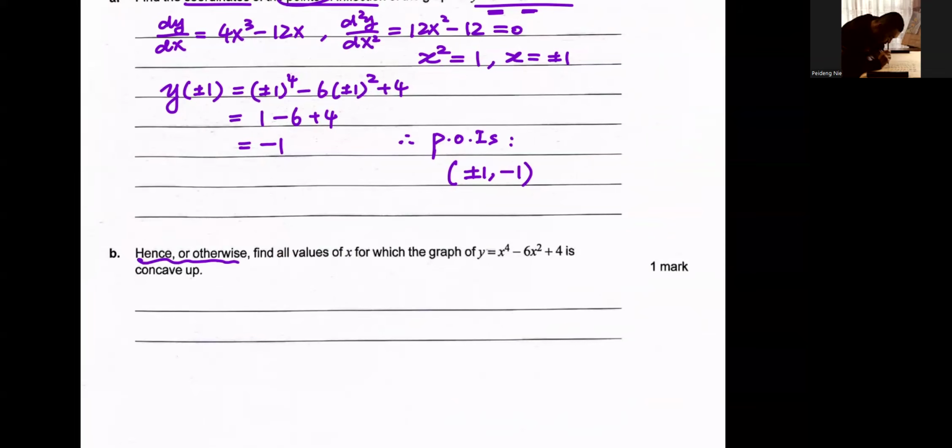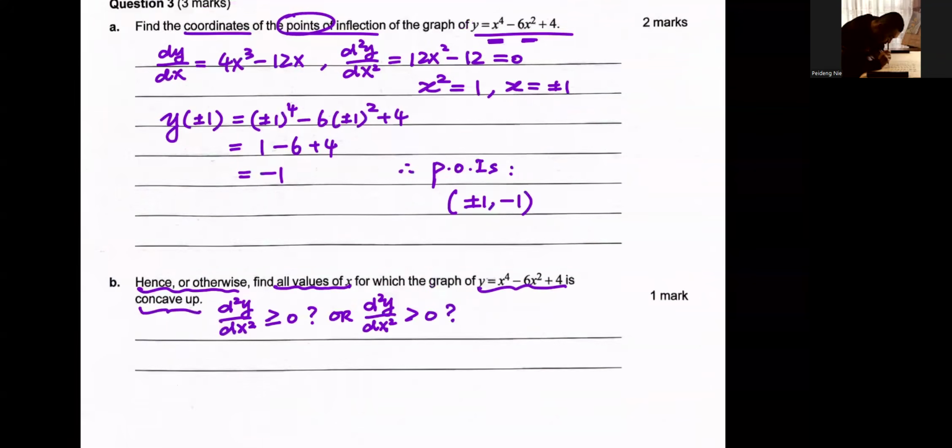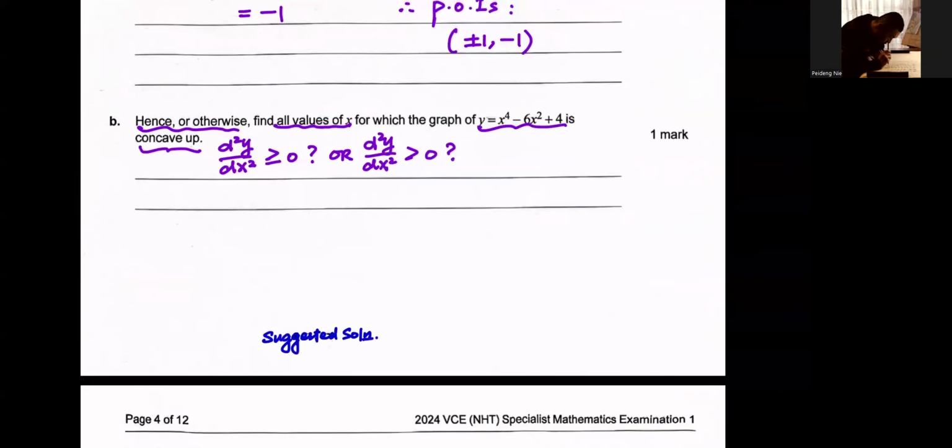Hence or otherwise find all values of x for which the graph is concave up. Concave up here, technically speaking, I would try to use second derivative greater than or equal to 0, or you could say d2y/dx squared is greater than 0. This is a bit ambiguous, to be honest with you. But what I'm going to do is identify the shape of this graph.